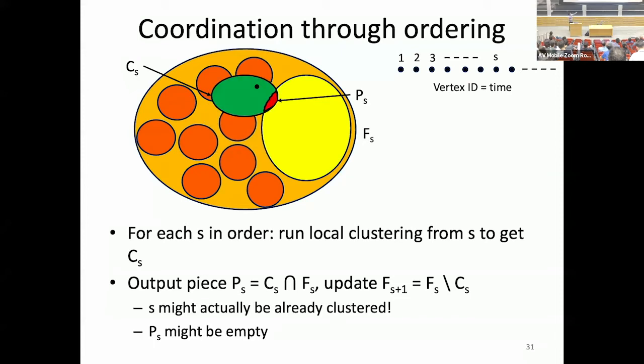Now, S might actually already be clustered because I've just randomly ordered the vertices and I'm running this process. This piece might be something tiny. It might even be empty, right? But the benefit of defining, so is this clear? So this is going to generate some partition of the vertices. The benefit of this is I'll show you that this can be locally implemented very easily.